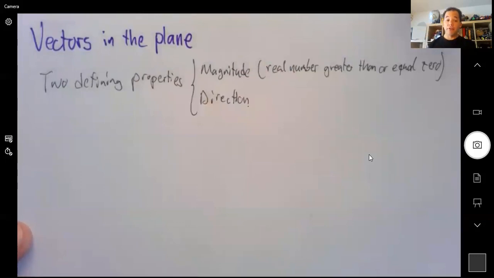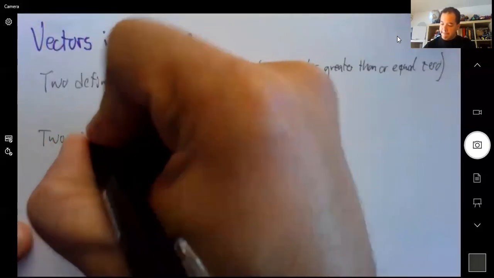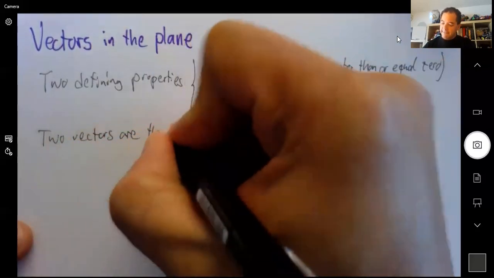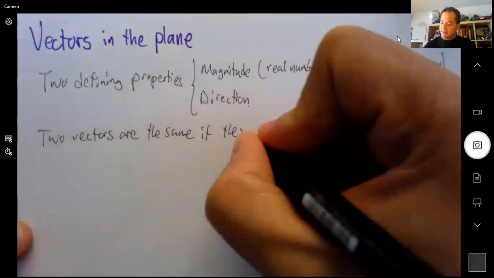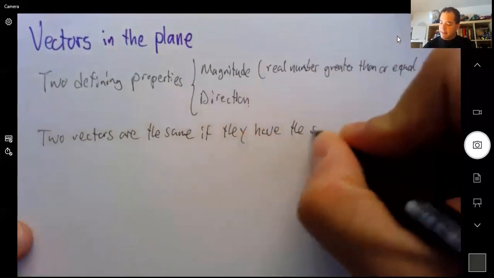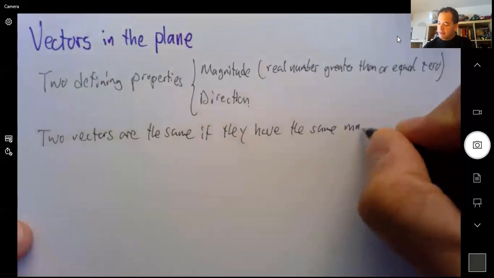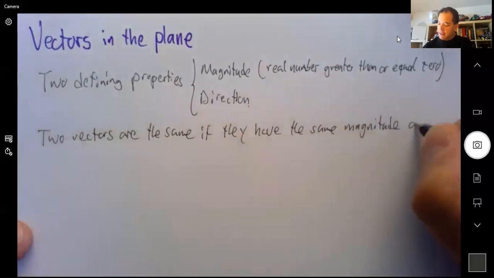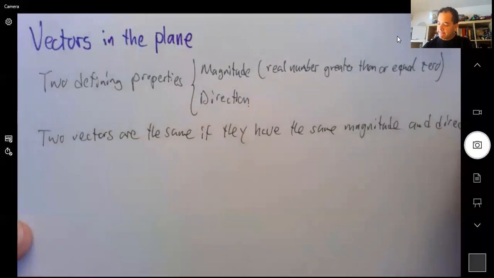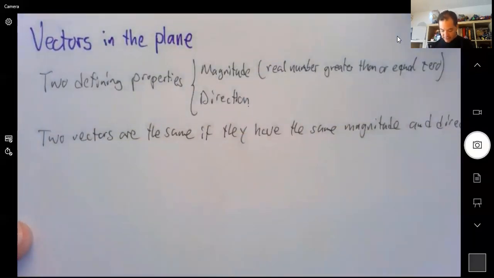So we say that two vectors are equal, and in a moment I'll tell you about ways in which we can represent these vectors and make pictures out of them. Two vectors are the same if they have the same magnitude and direction. As easy as that.